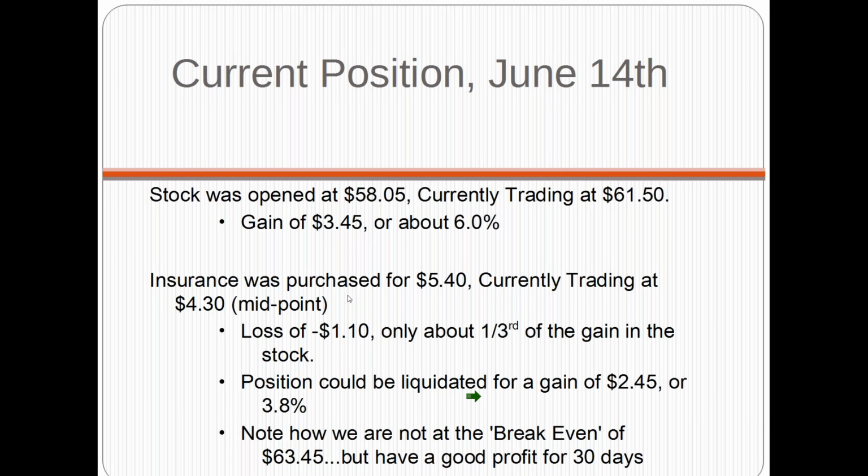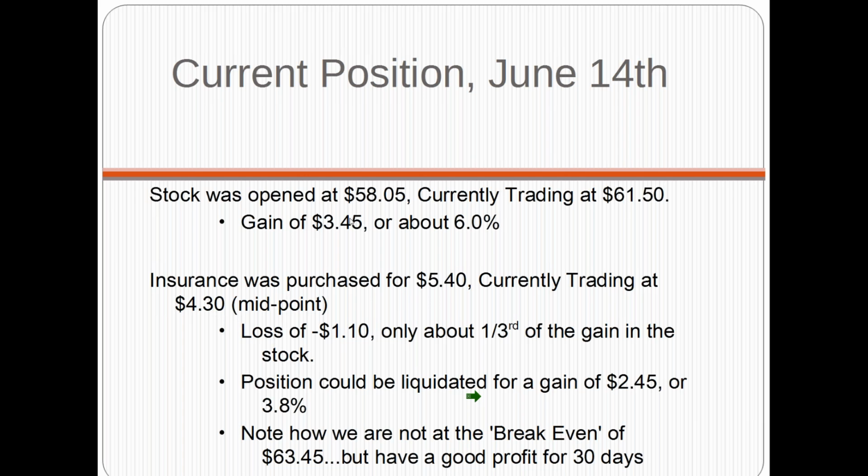Now the put, our 60 strike put, was purchased for $540. The stock's trading at $61.50, so our 60 put is out of the money, but it's not worth 5 cents. It's not worth 10 cents because it's a January put. It's close to at the money. The put option is at $430.